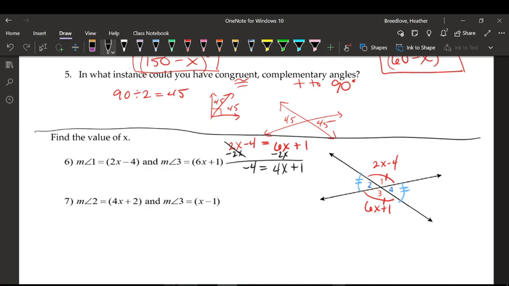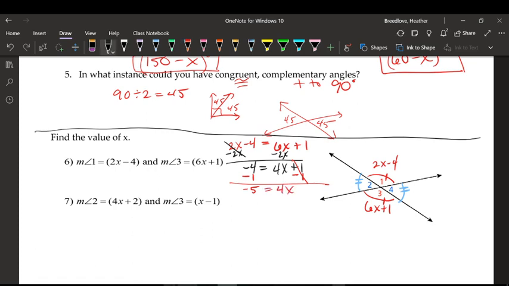I want my non-x's on the same side. So all my x's are together, and there's 4 of them. So I want my non-x's away from it. That means I need to move 1. That's a positive 1, so to move it, I'm going to cancel it out by subtracting 1. And I can do the same on the left as well. That cancels. Negative 4 minus 1 is negative 5 equals 4x.